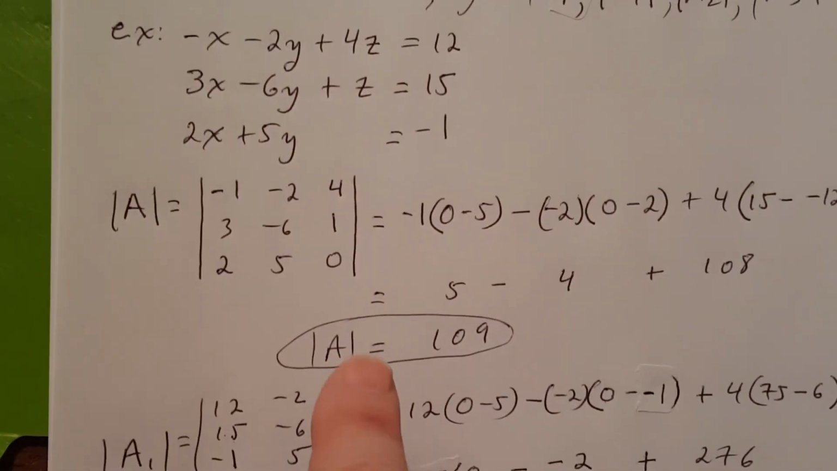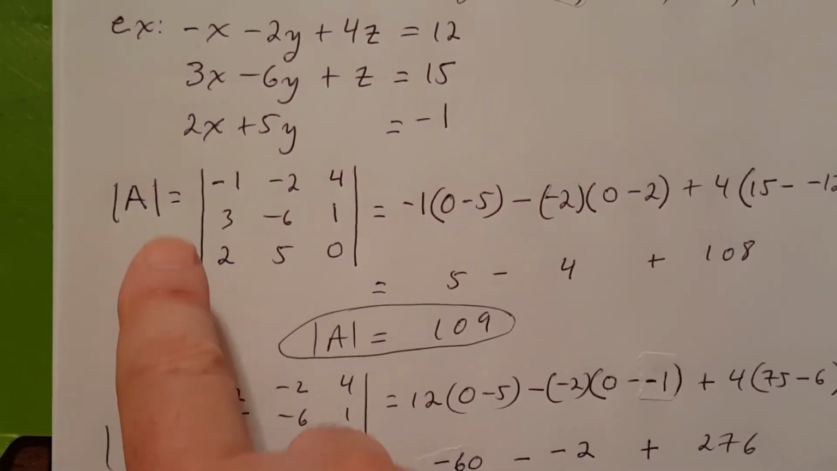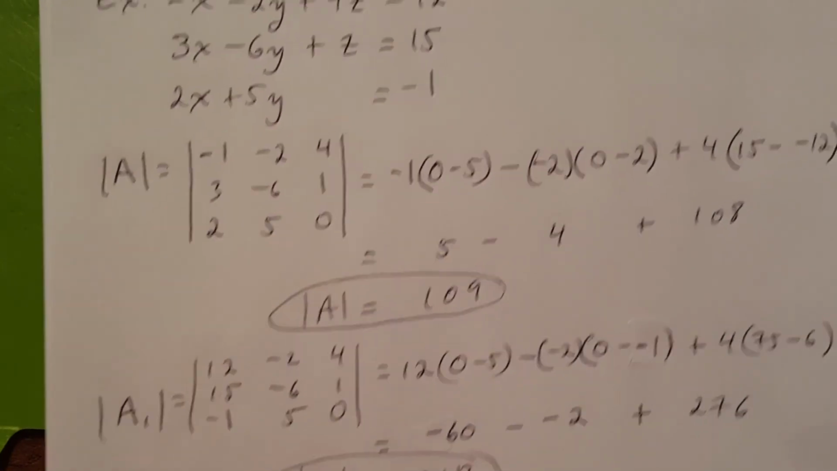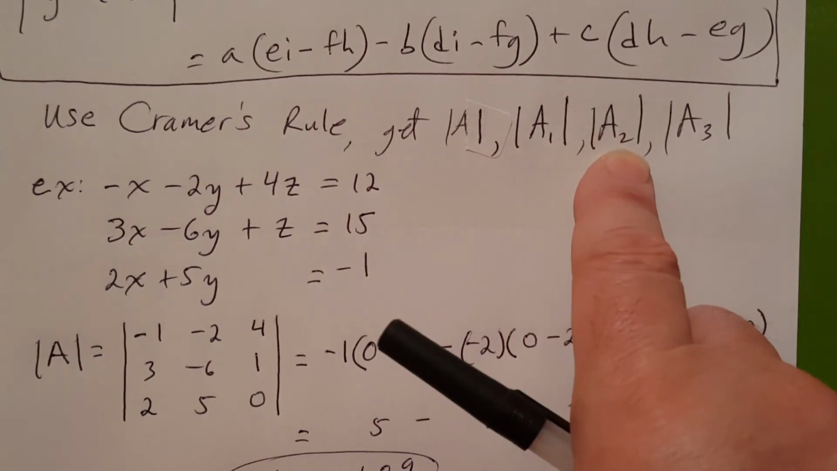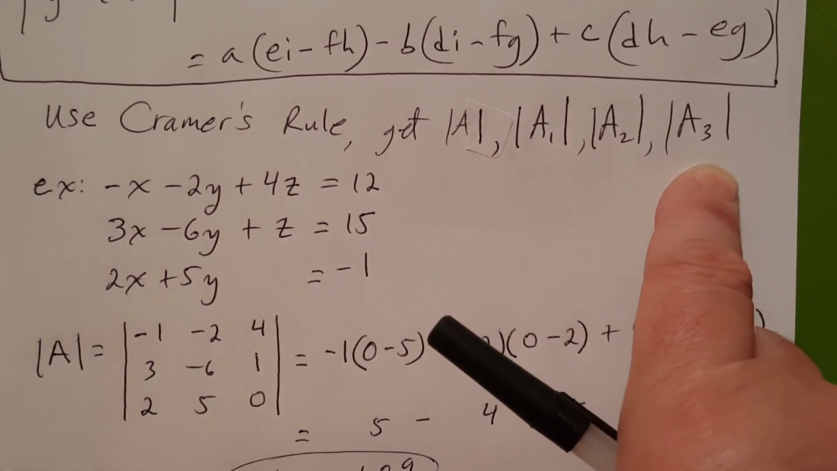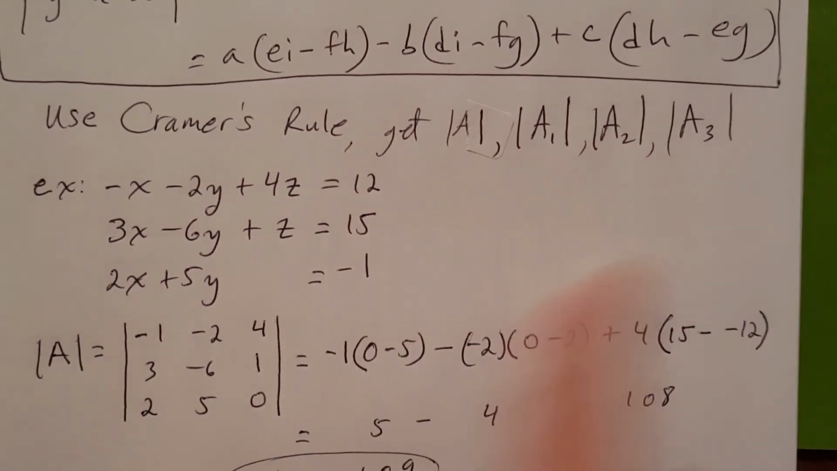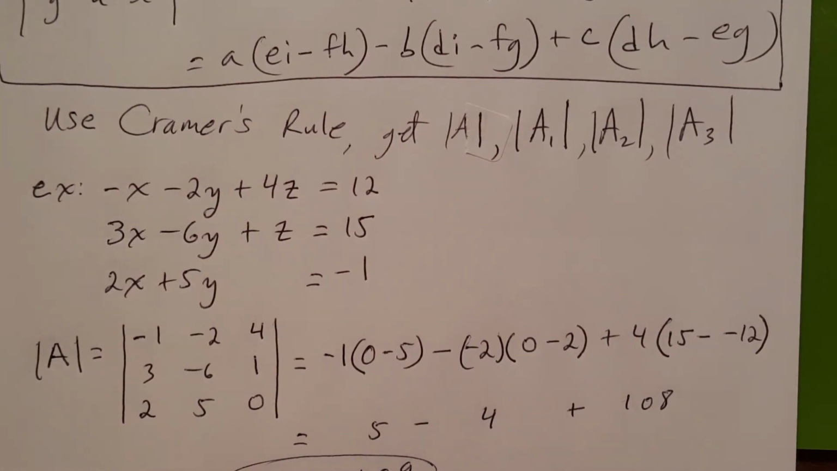So I needed the determinant of A, the determinant of A1. In fact, what you can do before you do anything is find the determinant of each one of them, find those 4 values, and then go back and use Cramer's rule one at a time. Okay?